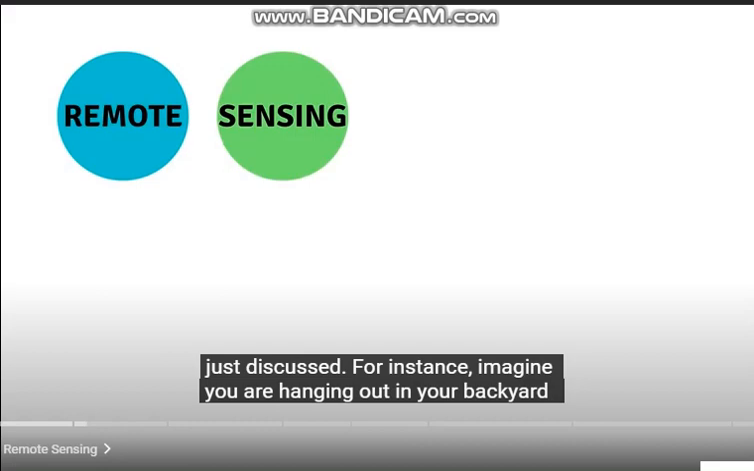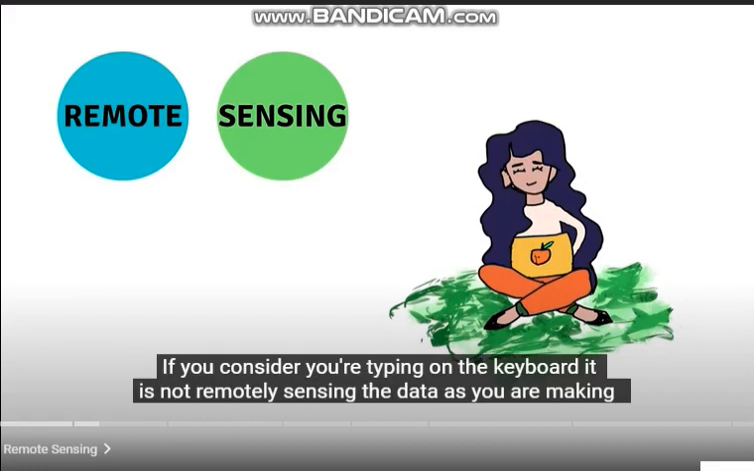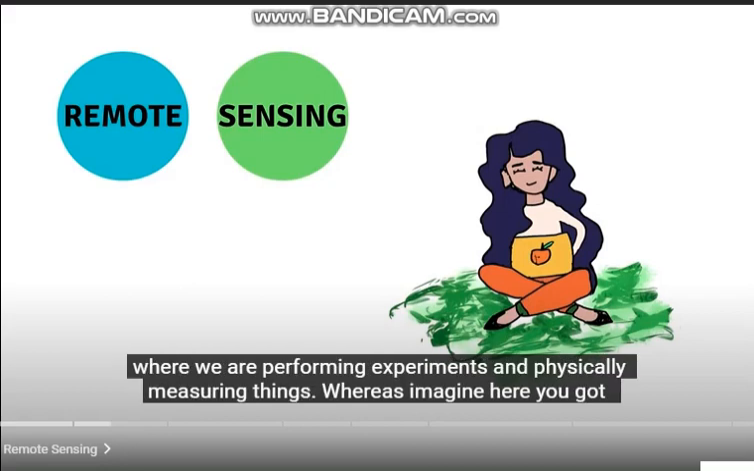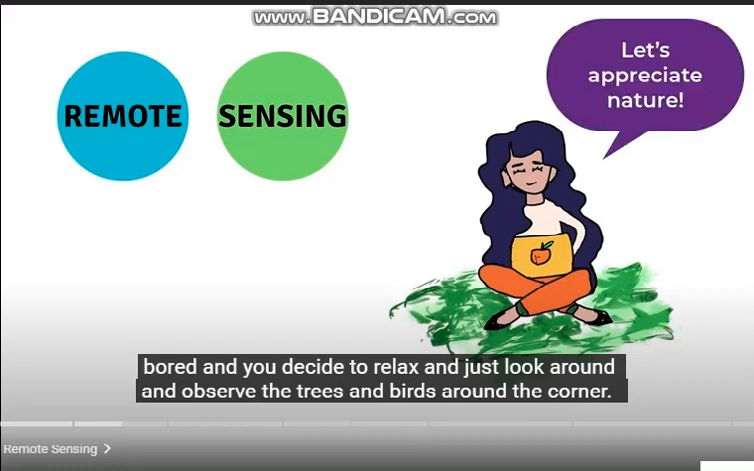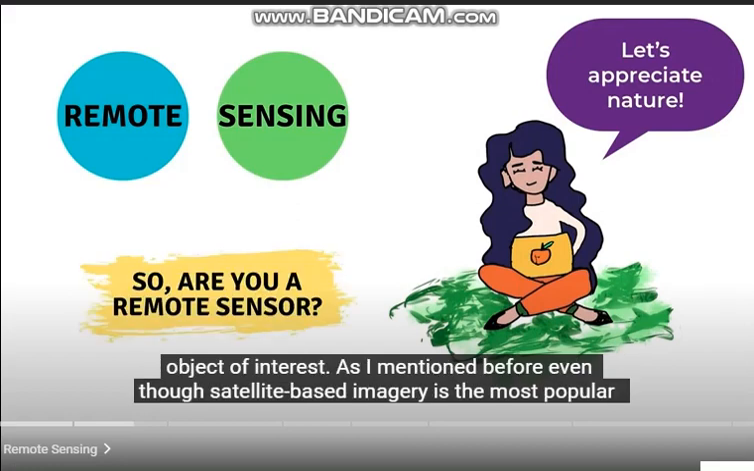Now let's consider our day-to-day behavior and see whether we can relate it to the concept we just discussed. For instance, imagine you are hanging out in your backyard and working on some assignment on your laptop. Are you here remotely sensing any data? If you consider you're typing on the keyboard, it is not remote sensing, as you are making physical contact here. This is the same when we take the case of lab work where we are performing experiments and physically measuring things. Whereas imagine you got bored and you decide to relax and just look around and observe the trees and birds around the corner. This can be considered as remote sensing, as here you're not making any physical contact with the object of interest.